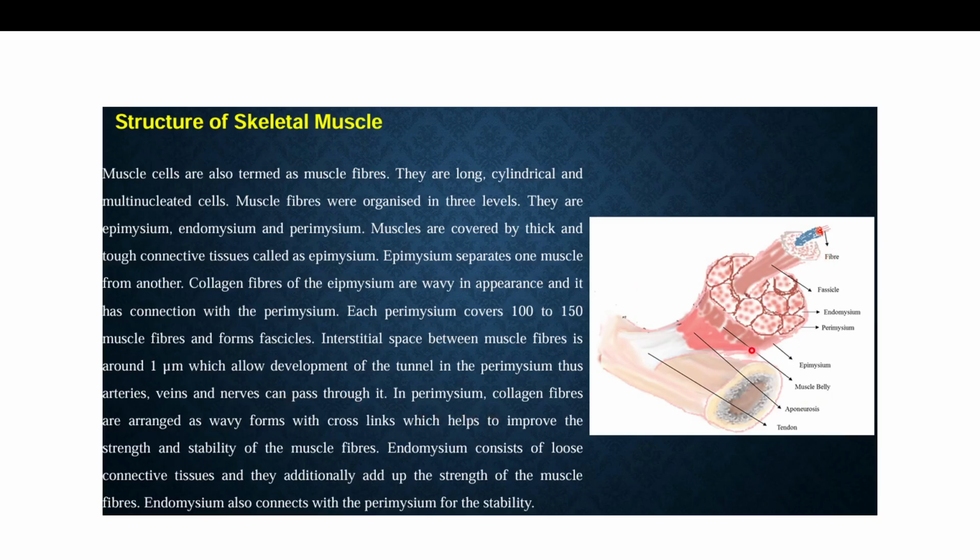and in perimysium, the one that is covering this fascicle, this group of muscle fibers here, there are collagen fibers that are arranged in wavy forms with crosslinks, which helps in improving the strength and stability of the muscle fibers. Then finally, the innermost layer comes into picture, which is the endomysium. It has very loose connective tissues, and they additionally add up to the strength of the muscle fibers. And it also has links with the perimysium here, as it can be seen in this diagram. Okay.